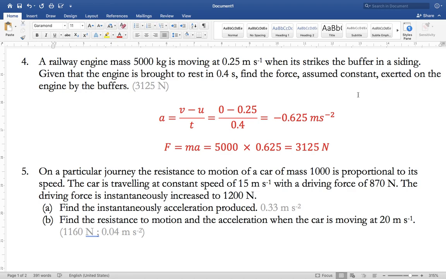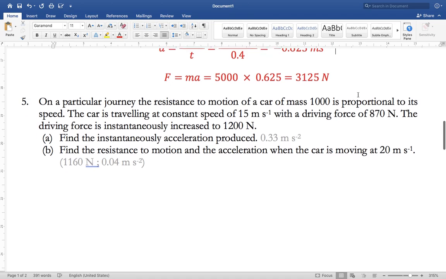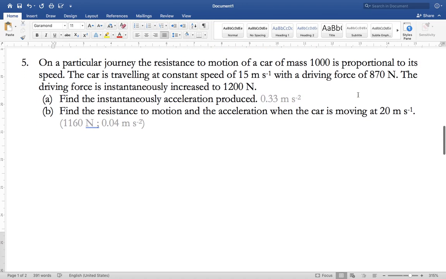Okay, done. I already provided the answers for A and B in white, but I want to show you in red. I repeat: the mass is 1000 kilograms, at a speed of 15 meter second, driving force 870 Newton, instantaneously increased to 1200 Newton. Find the instantaneous acceleration produced.